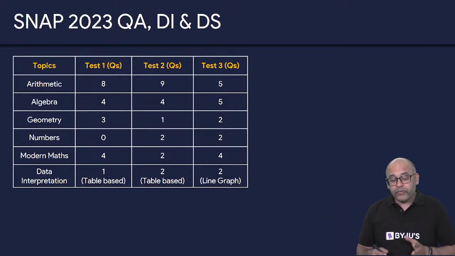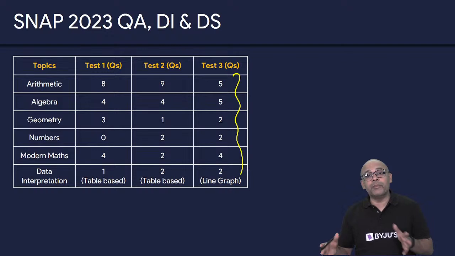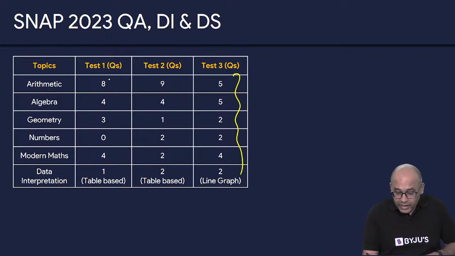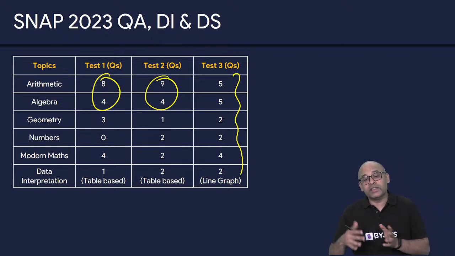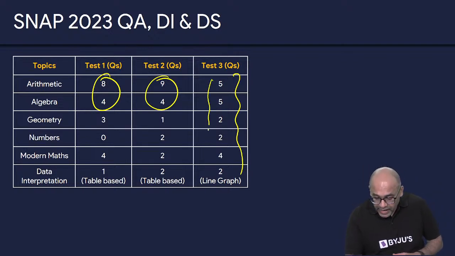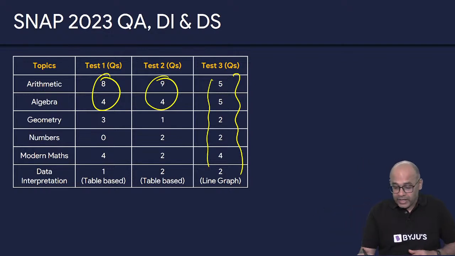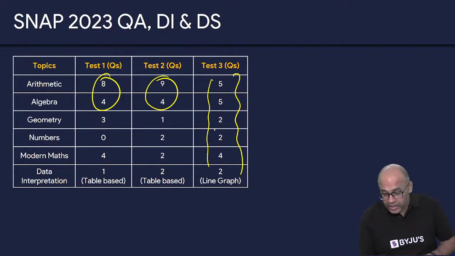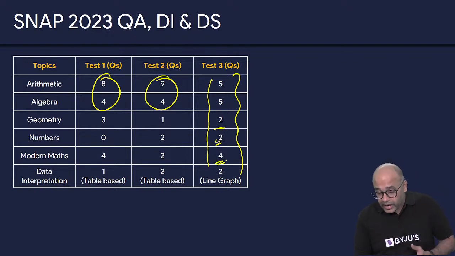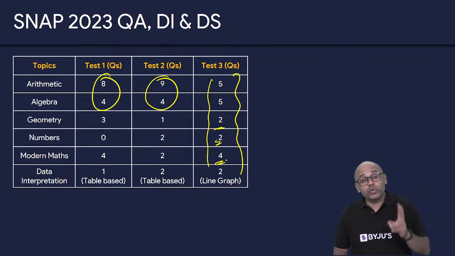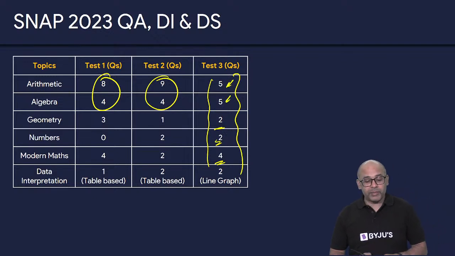The breakup of quant was somewhat like this. We had a decent spread compared to the first 2 tests. If you notice, the first 2 tests were skewed in arithmetic and algebra, whereas in the third test they had a very nice spread across the 5 areas. So you had questions from numbers, geometry, modern math. There were 2 DI questions also. They have reduced the number of questions from arithmetic and algebra.